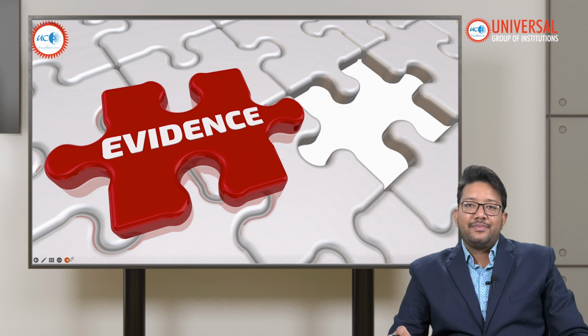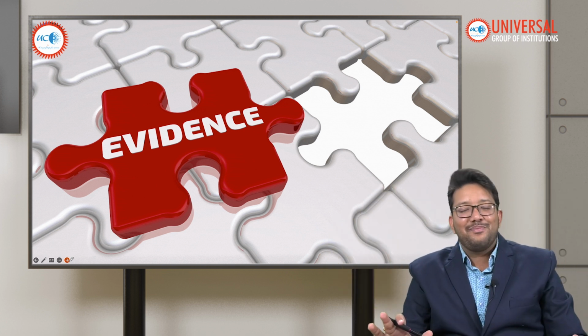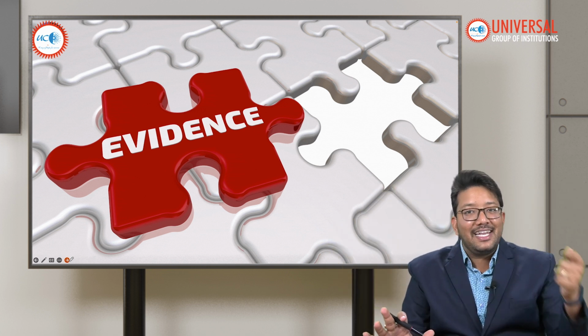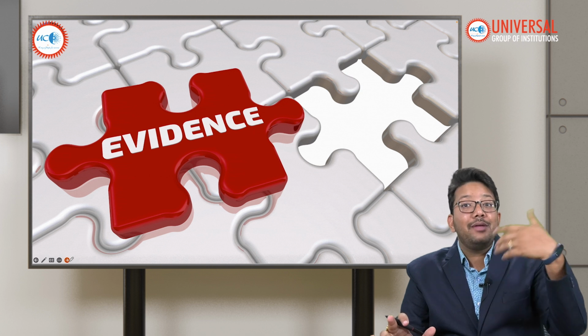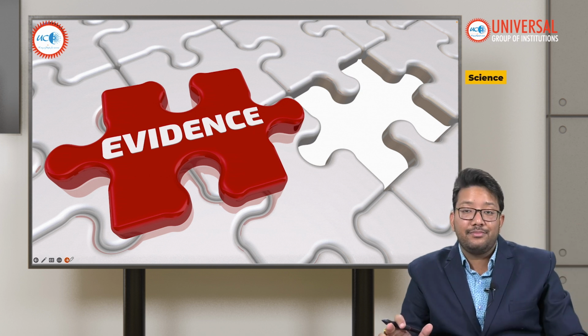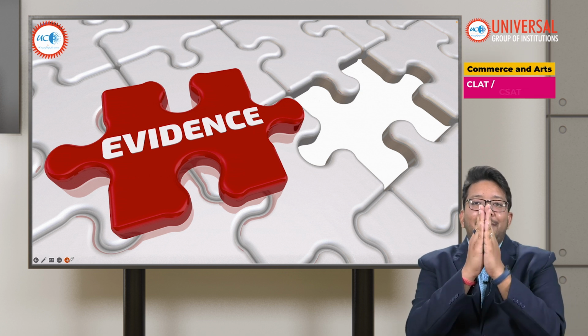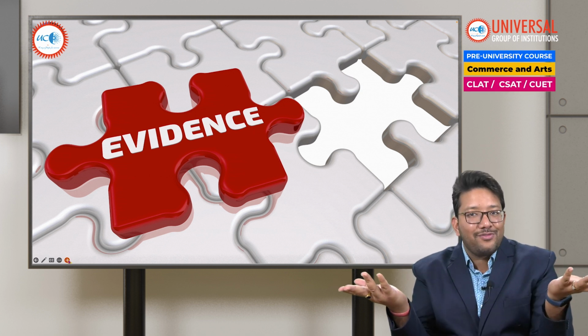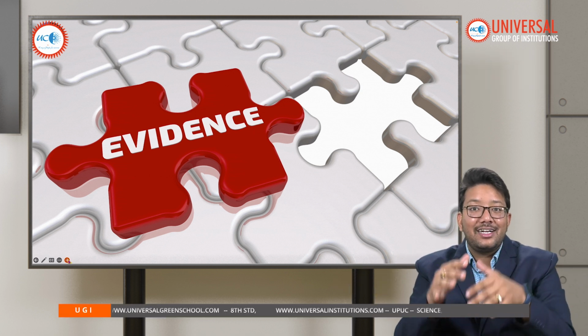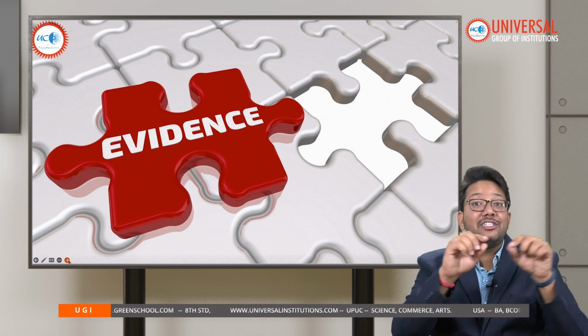Now students, Wegener told all these things, but you know people, they need evidence. Everybody demanded evidence from Alfred Wegener, that just because two things are fitting together doesn't mean that the continents were one. You have to tell us the evidence apart from that jigsaw fit.